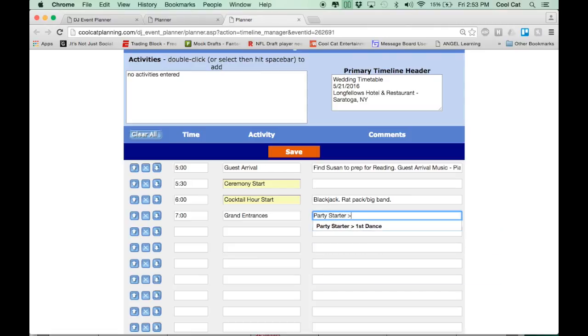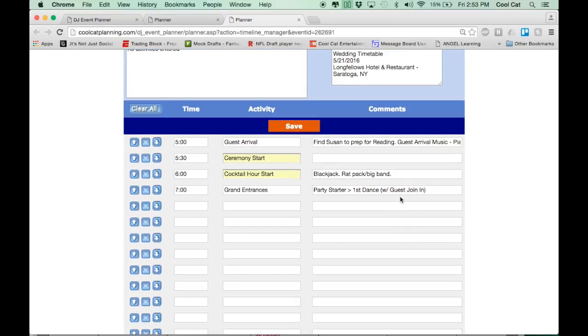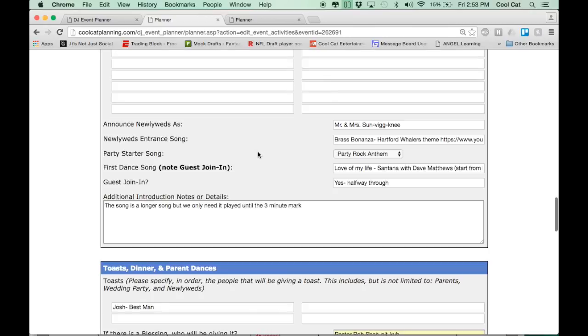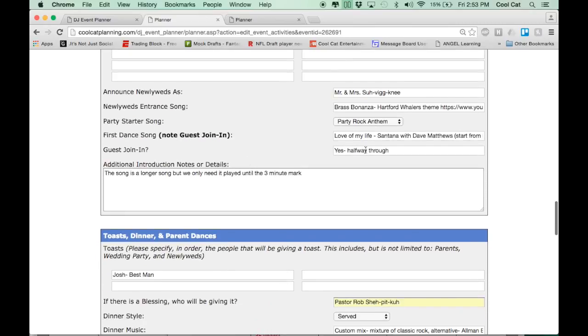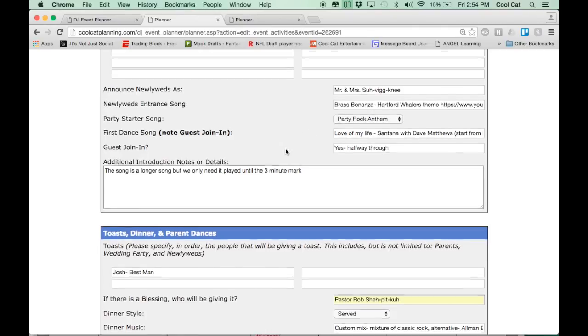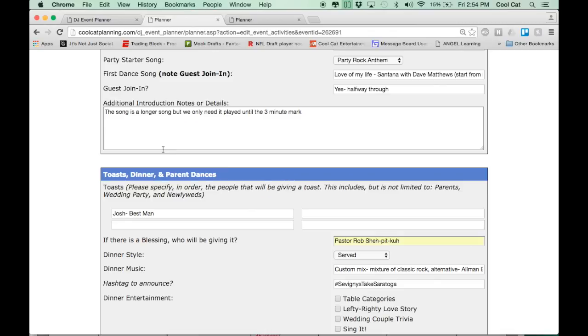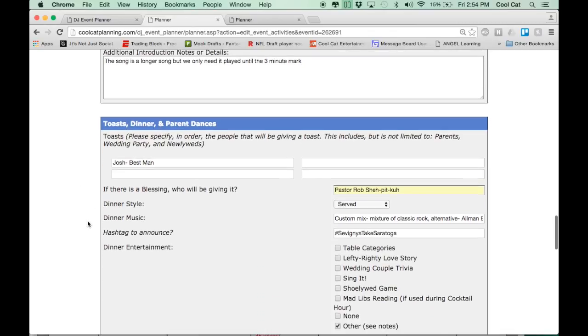So we're going to note exactly what's happening here. Party starter, first dance with guest join in. I think it's pretty important to write down that there's a guest join in because it's pretty easy to miss on the planning form. So if you put it in the timeline, you're not going to forget to announce it. So you can move right on past that. You could always note songs if you wanted to as well. Like you could write down the song titles and whatever you're comfortable with, whatever you think is going to make you most efficient on the day of.